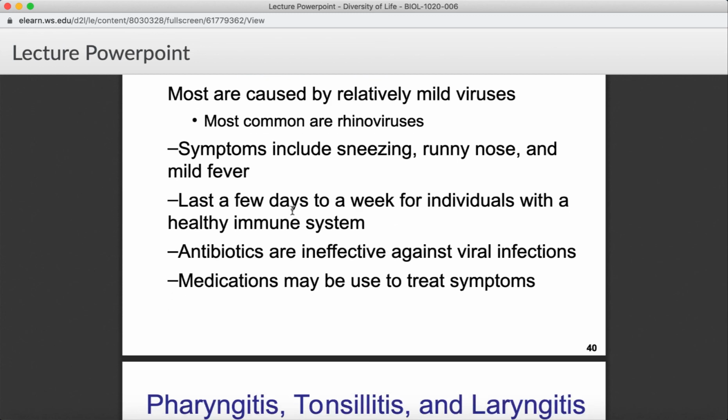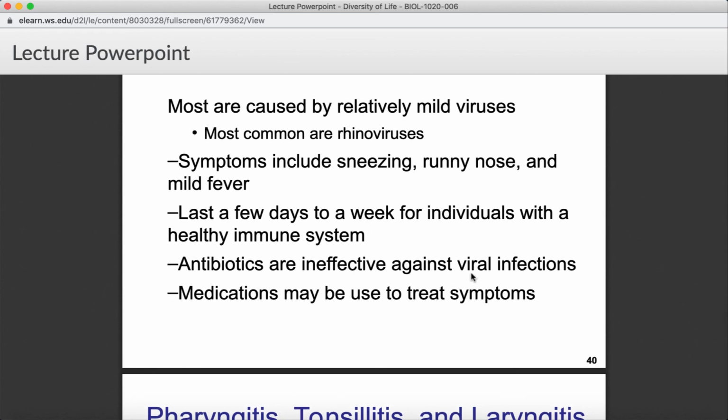Usually lasts for a few days to a week if you have a healthy immune system. Antibiotics are ineffective because it's a virus, and basically you just treat the symptoms.